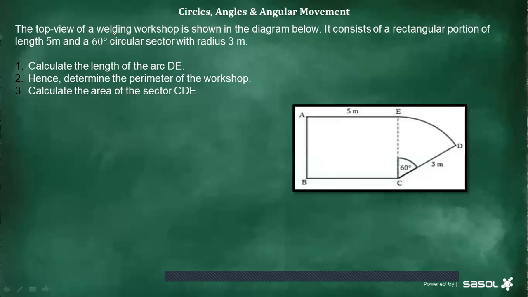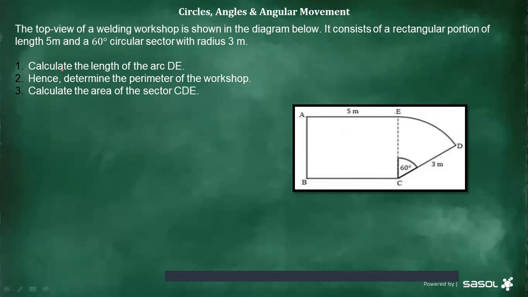The top view of a welding workshop is shown in the diagram below. You can see that's the top view of a welding workshop. It consists of a rectangular portion of length 5 meters and a 60 degree circular sector with radius 3 meters. You can see that. And there's a piece of slice. We can see that ECD is a piece of slice. Then we've got the angle there. We've got the radius, which is 3.